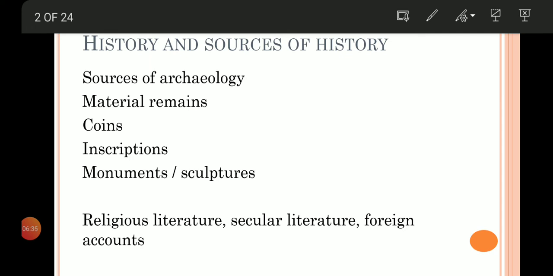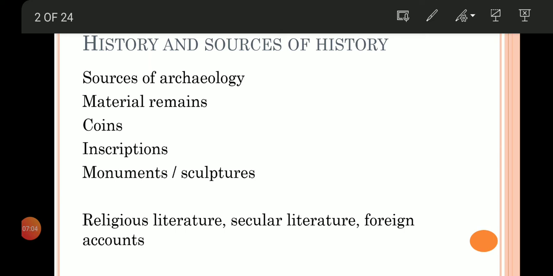Second, secular literature. The word secular generally refers to the worldly rather than the spiritual. In ancient India, there were many kinds of non-religious literature. The law books of ancient India, known as Dharma Sutras and Smritis, belong to this group. These literary books were known as secular literature.